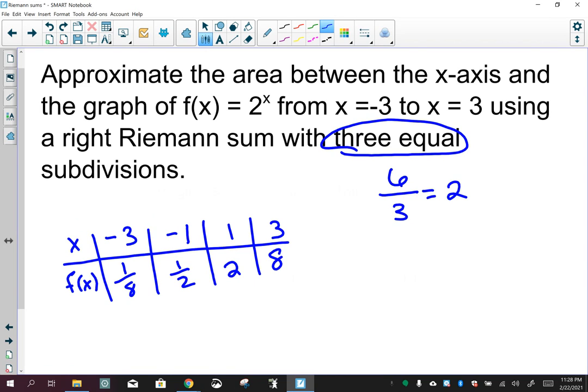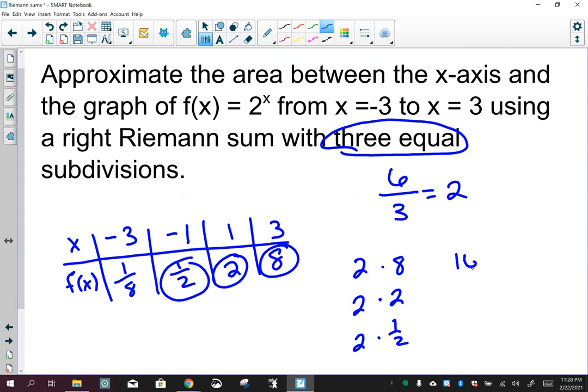We're looking at a right Riemann sum. So we have widths of 2, 2, and 2, which means I'm going to use this one, and that one. So I have 2 times 8, 2 times 2, and 2 times 1/2. That gives me 16, 4, and 1. So I wind up with 21 units squared.